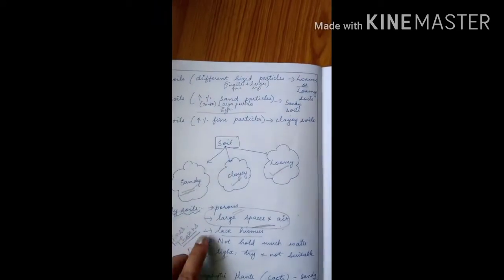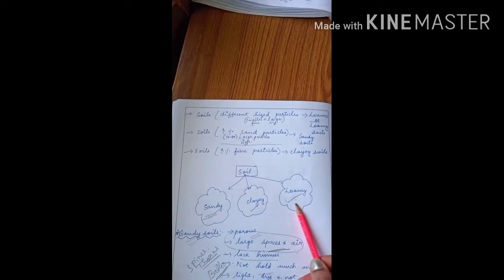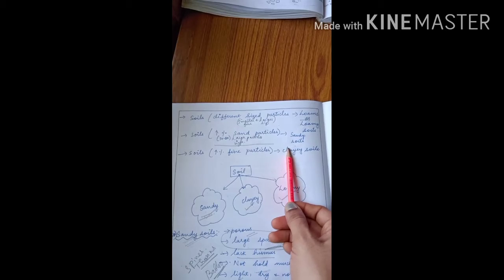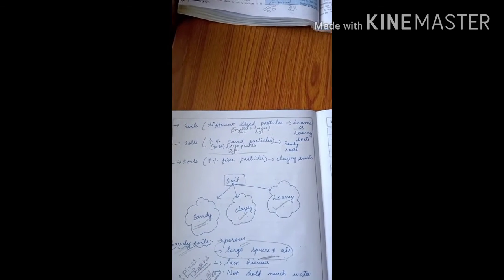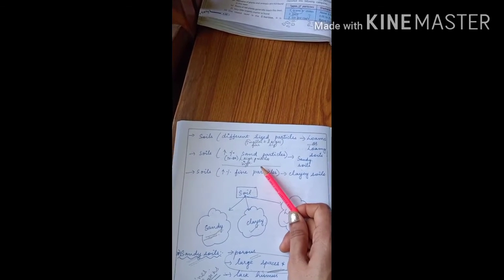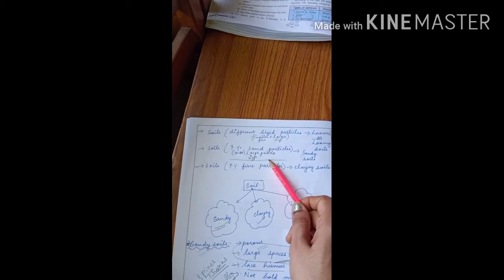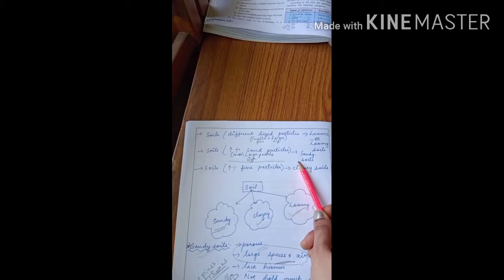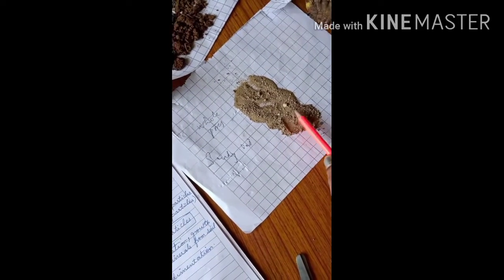Now we are going to see different types of soil: sandy, clayey, loamy soil. At first, sandy soils. Here the soils having a high percentage of bigger particles like sand particles, about 70 to 80%, are called sandy soils. Look at this. This is called sandy soils.